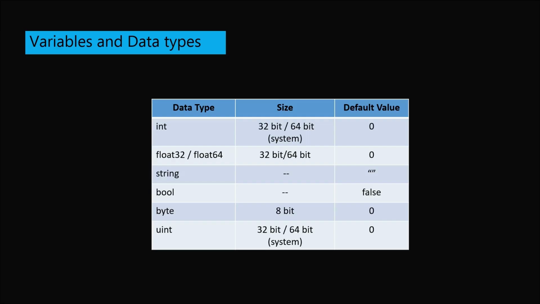In this table, we can see the size and default value of the data types. As you can see, the default value of int is 0. For string, it is an empty string. For bool, it is false. And for byte and uint, it is again 0.